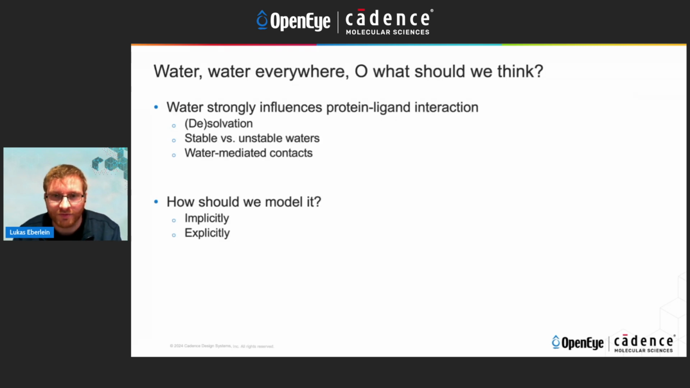Water, the most used solvent for biophysical simulations, has a significant impact on our simulation system. Some of the most important influences on protein-ligand interactions are solvation and desolvation of the components, the influence of thermodynamically stable or unstable waters, and water-mediated protein-ligand contacts. Water is a complicated liquid and not easy to model, so we should briefly discuss how to treat it in MD. An implicit description does not require sampling of solvent configurations and is therefore computationally efficient, but since the solvent is usually described as a dielectric continuum, it does not sample explicit solute-solvent interactions.